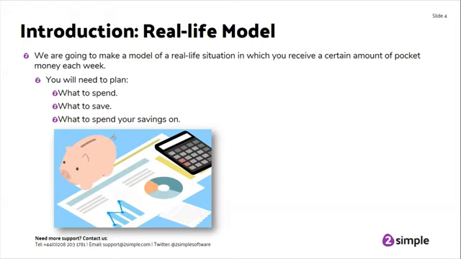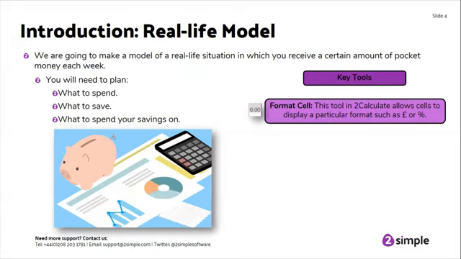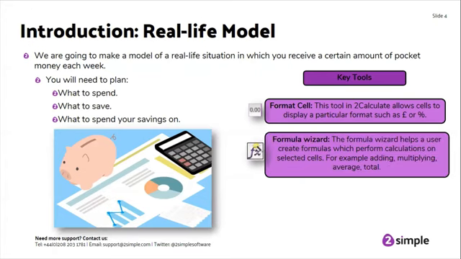Now the key tools for today that we want us to think about is this button, which is called the Format cell. And that allows us to display a particular type of format that we want the different cells in the spreadsheet to display. So I'll talk about that a bit more in a minute. We're also going to use this button here, which is a formula wizard, which helps us to create formulas or math equations, which allows the computer to make calculations for us. And it can do lots of different things like adding and multiplying numbers.